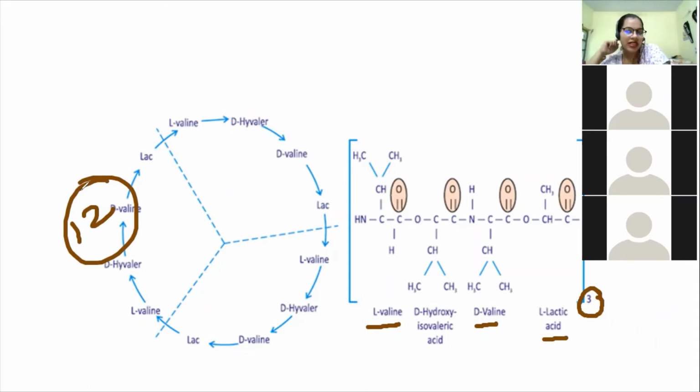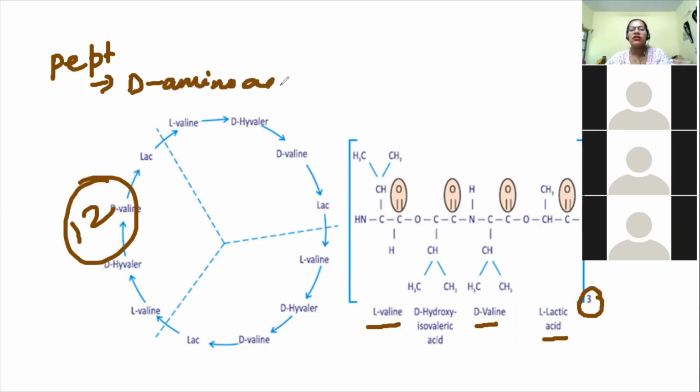Remember, I have mentioned that all naturally occurring sugars are in D conformers, whereas all amino acids are in L conformers. But only in the case of bacteria can you also see the presence of D-valine. In the coming lectures, we'll study peptidoglycan also, in which D amino acids are present. These are a few exceptions where we have naturally occurring D amino acids instead of L.